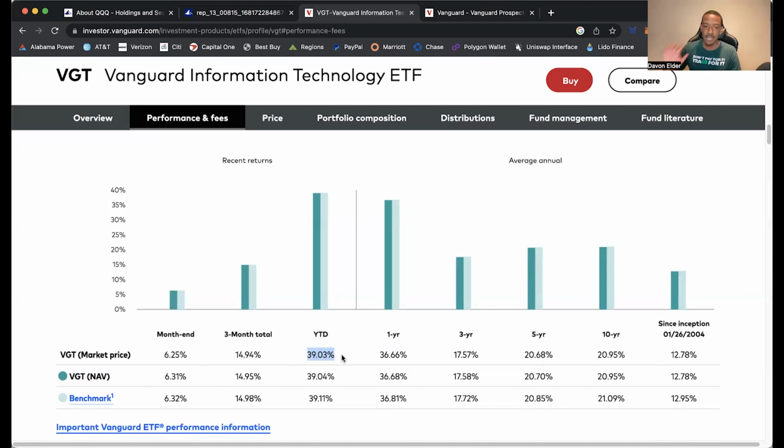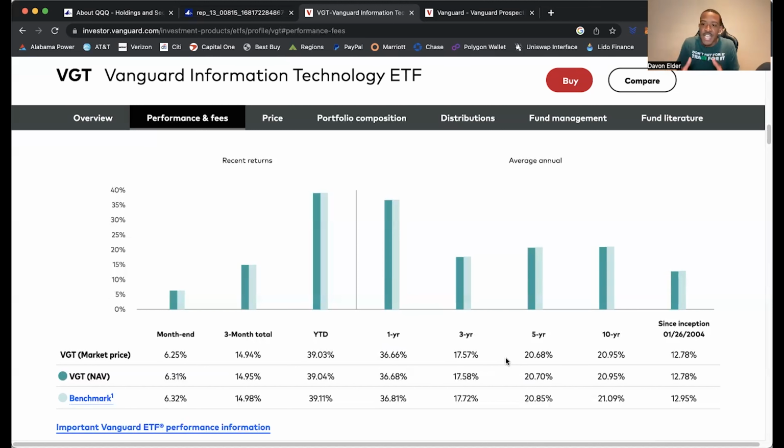39.03%. Outstanding. So what I'm going to tell you is this particular ETF, even though we have heavy allocation towards Apple, even though we have heavy allocation towards Microsoft, I believe that's the reason why this ETF is so high, because we have the highest allocation towards the best companies. And that's what I love.